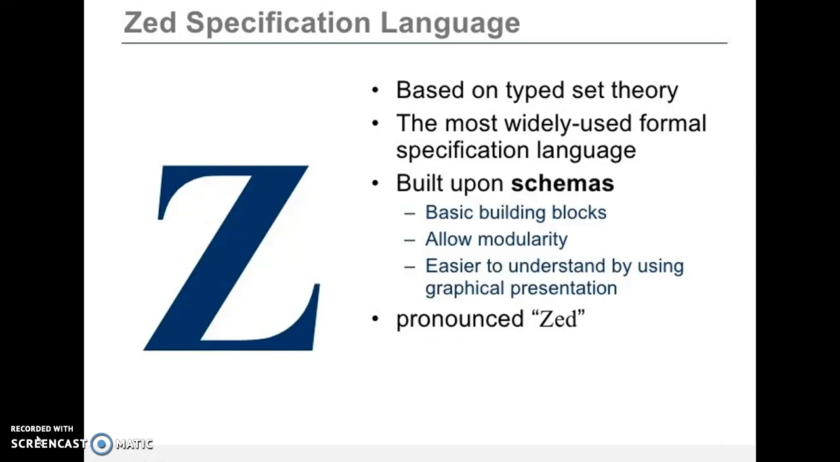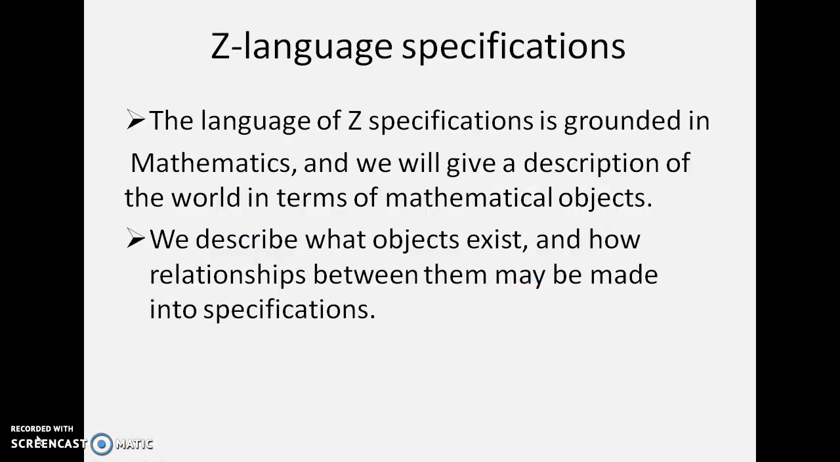The most widely used formal specification language is Z language. It is built upon schemas. Schemas are basic building blocks. It allows modularity and it is easier to understand by using graphical presentation.